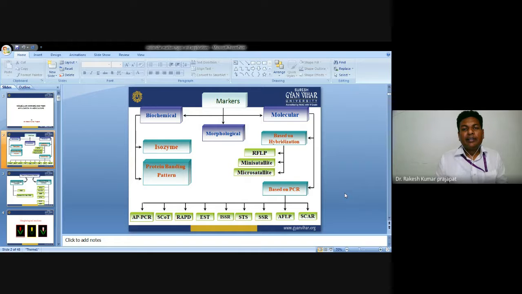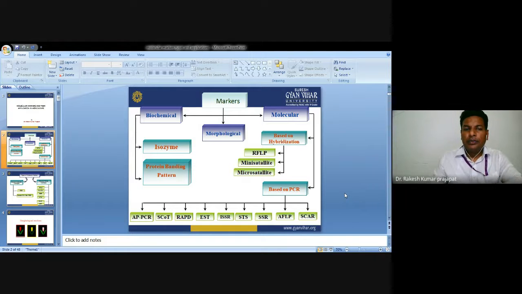And the markers are present in a polymorphic form. Polymorphic form means that in one individual they are present in a particular sequence, while in other individuals they have a different form or different allele of that gene. So these two different forms act as markers for that particular gene.